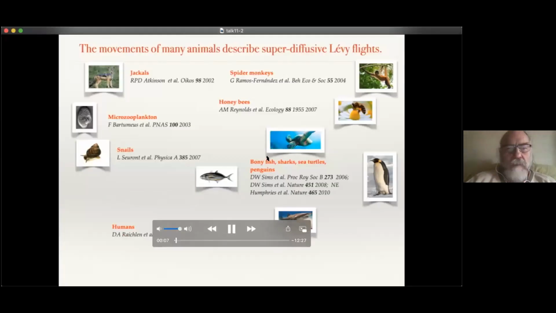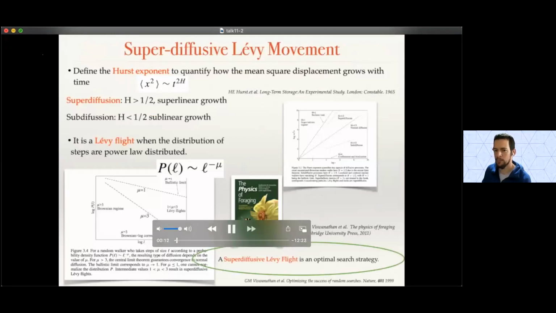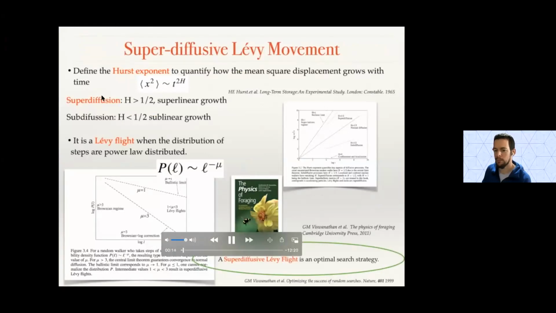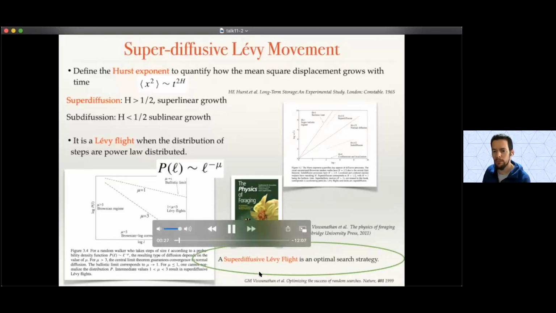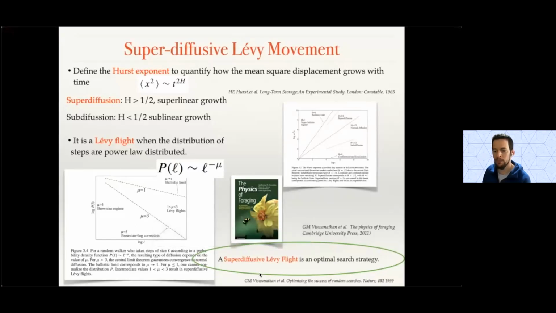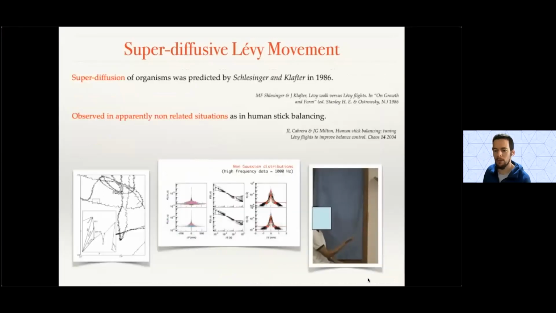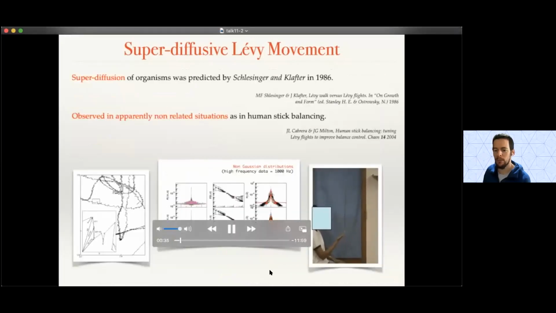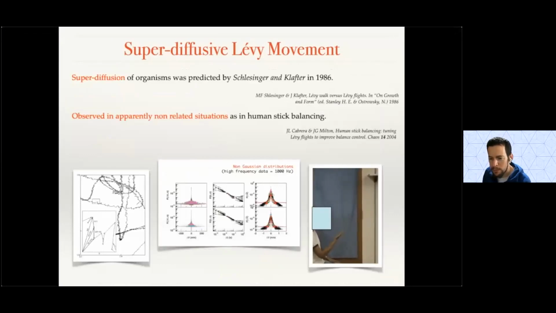Diffusive movement is characterized by a hard exponent in the mean square displacement larger than 1/2. We have a Lévy flight superdiffusion of organisms was predicted in 1986. It can be also. I think we can hear it now, or it's intermittent.